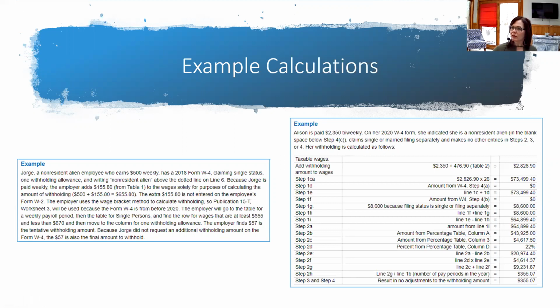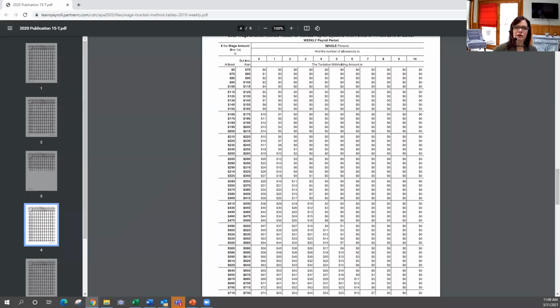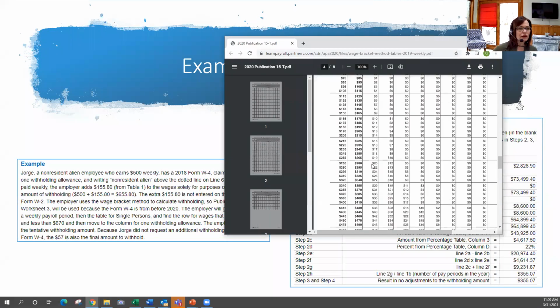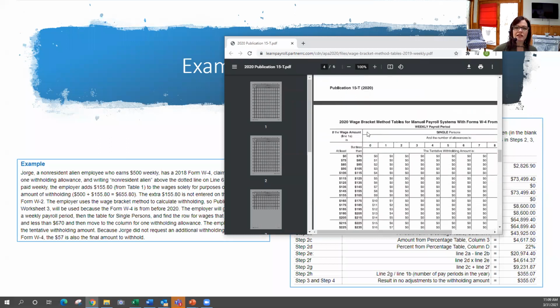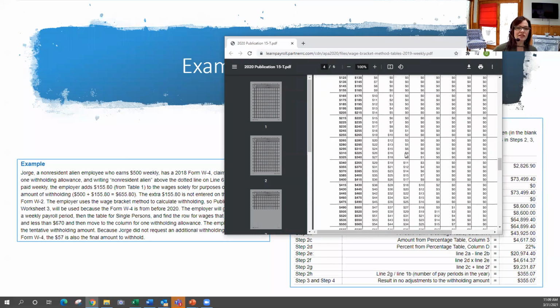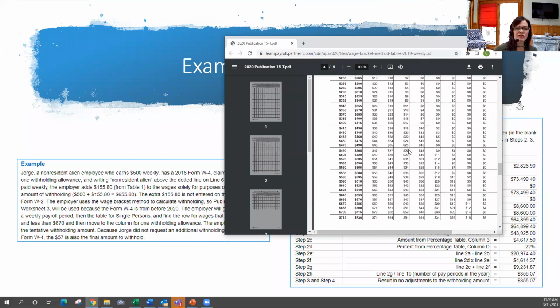Let me see if I can pull that up here. I think everybody's familiar with these tables. So we would basically go down. It's weekly, he's single, and his amount is $655.80. So he's going to fall right in here, and he has 1 allowance, so it's $57.